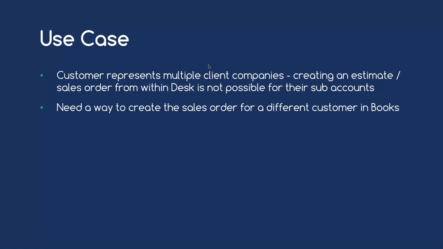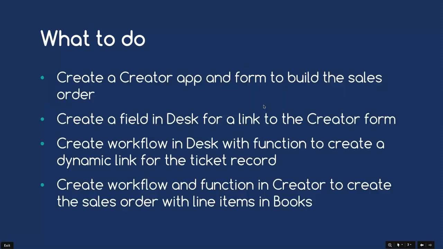So anyways, the customer represents multiple clients. They need a way to create a sales order for a different customer in Books. So what we're going to do is create a Creator app and a form, which is basically a table within that app. We're actually going to do a couple different tables, so you'll see that. To build the sales order, then we're going to create the field in Desk for a link to that Creator form and pre-populate the ticket information.